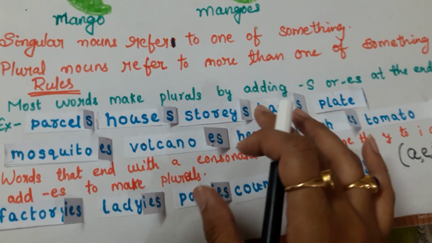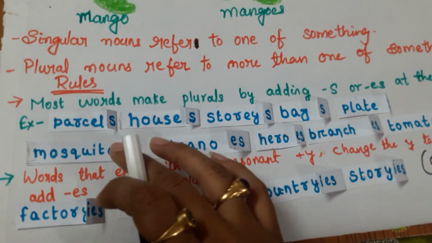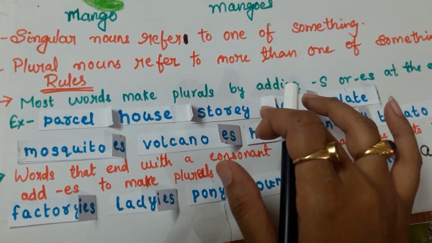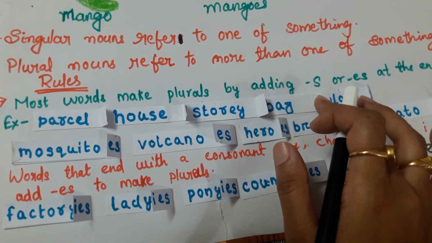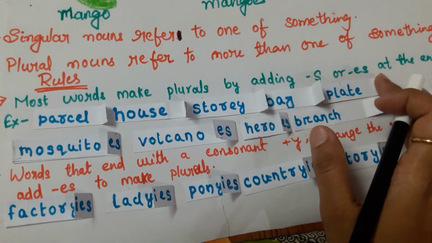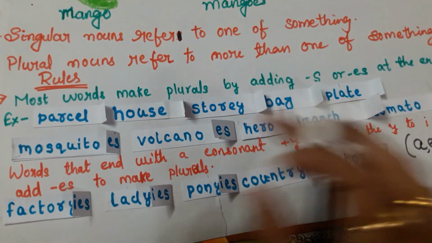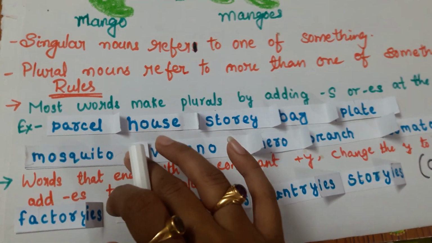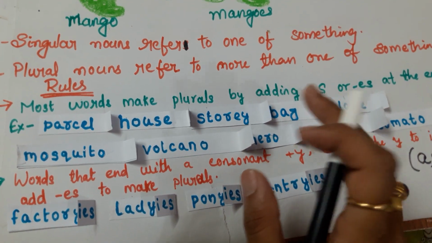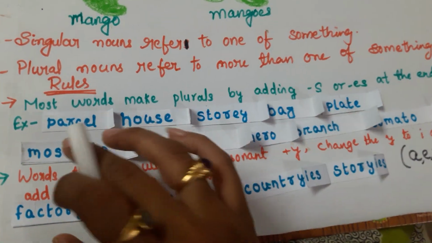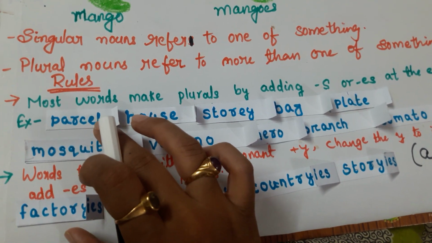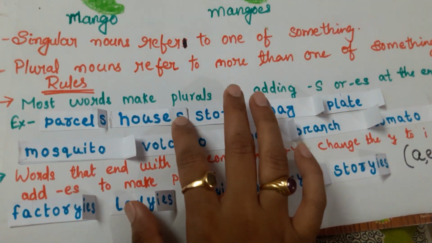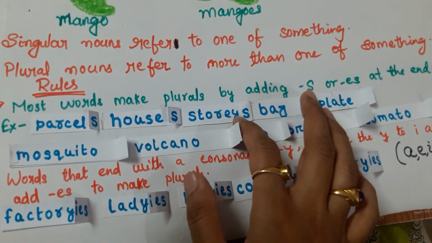Most words make plurals by adding s or es at the end. You can see these words: parcel, house, story, bag, plate, branch, hero, tomato, volcano, mosquito. These are all words which take s or es when we change them into plurals. Look at these words: parcel, parcels, we add s to it. Then house, houses. Story, stories.